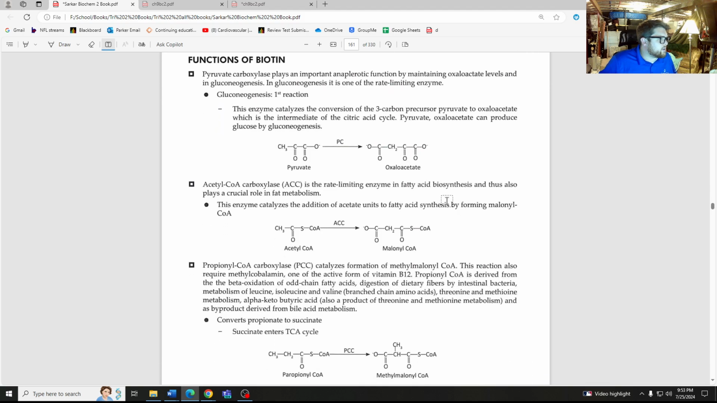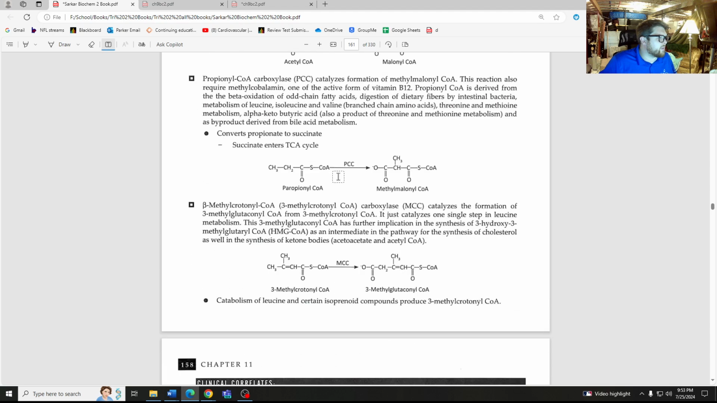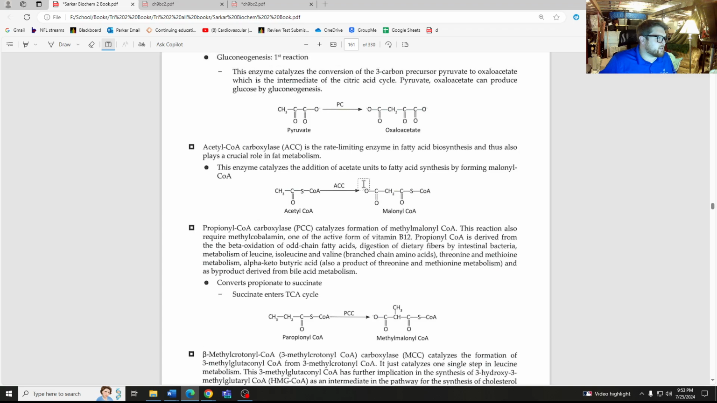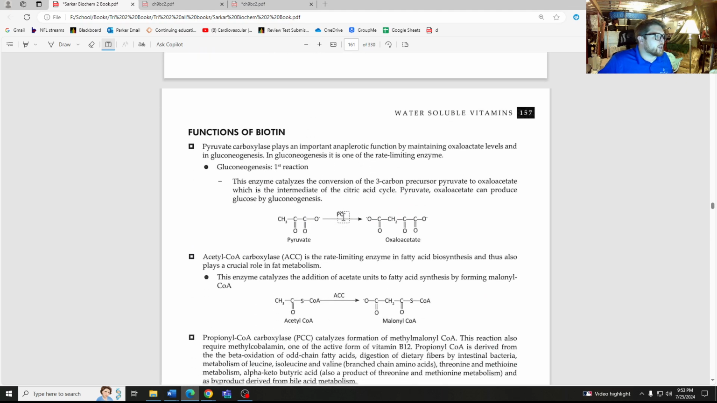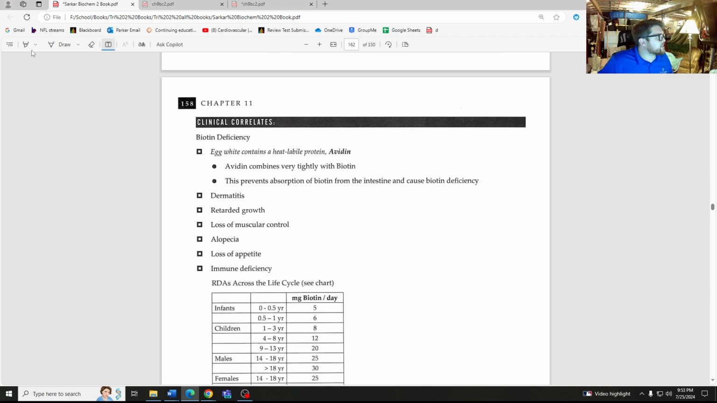A whole lot more information with biotin and some of these functions. Again, I'm not going to spend a lot of time on these unless they're in the Linus Learning questions. Just for time's sake, honestly, reading through all of this isn't going to be the most productive as far as learning that material. And actually, here's the deficiency.